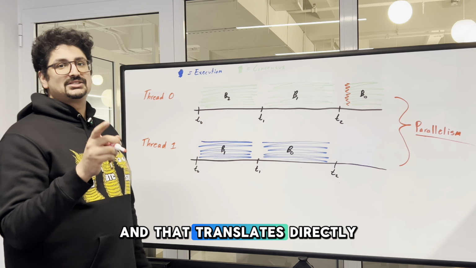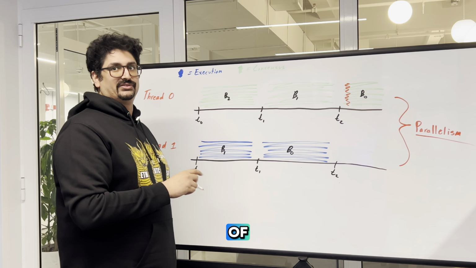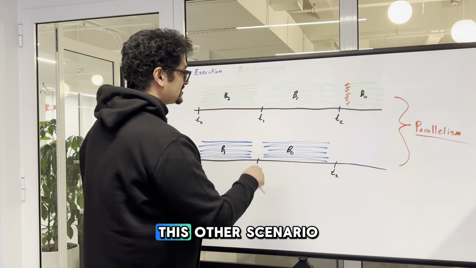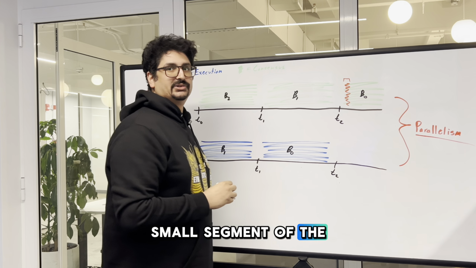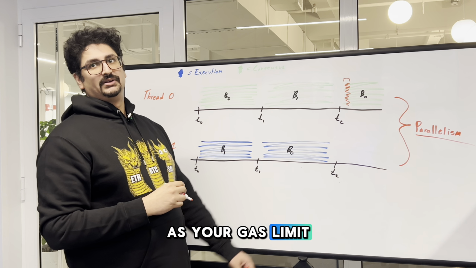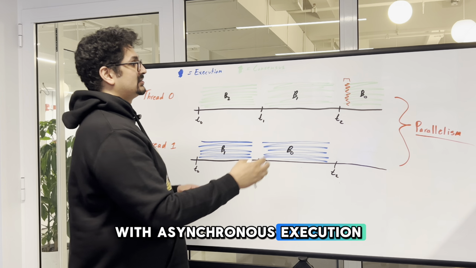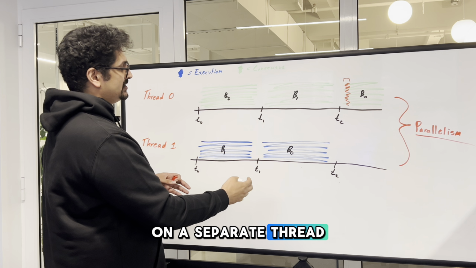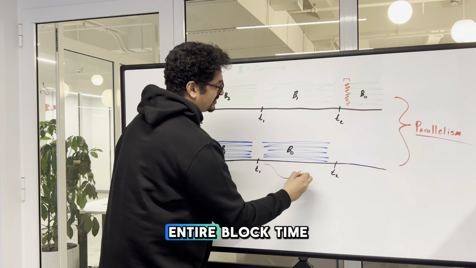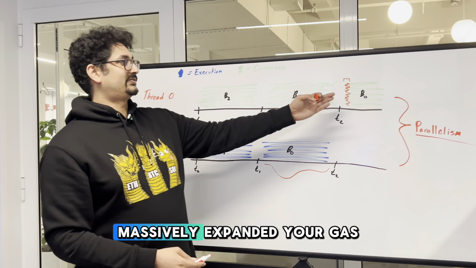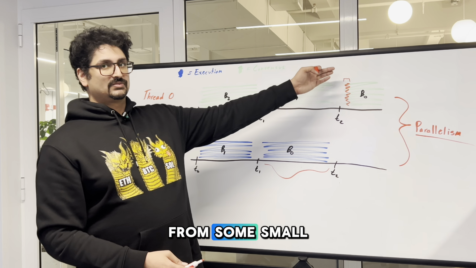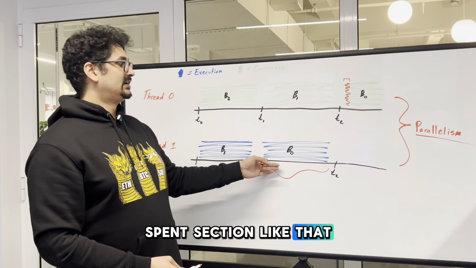And that translates directly to the gas limit of the block. So in this other scenario, you only had this small segment of the block as your gas limit. With asynchronous execution, because you have it on a separate thread here, now you have the entire block time to actually do execution, which means you just massively expanded your gas budget from some small section like that to here.